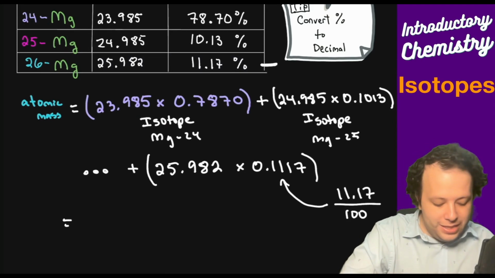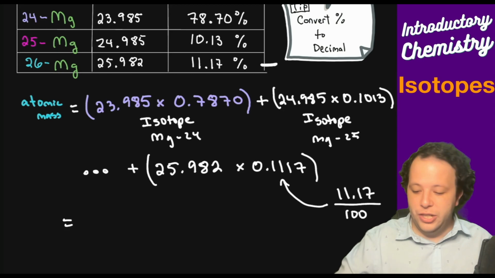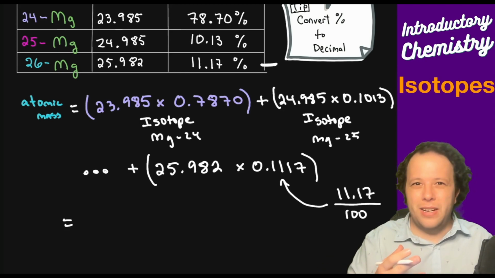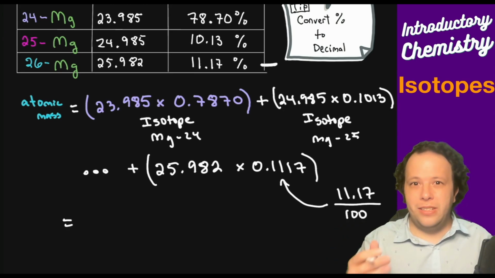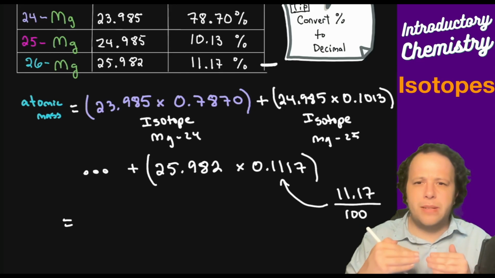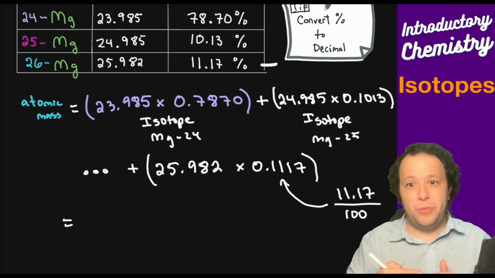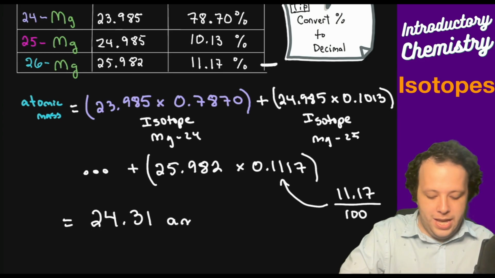So we'll take these numbers. When you are putting them in your calculator, make sure you are using parentheses for each individual part, so that way it gets added up correctly. You don't want the order of operations to get accidentally crisscrossed and messed up. Always use parentheses. So when you do that, your final answer is going to be 24.31 AMU.